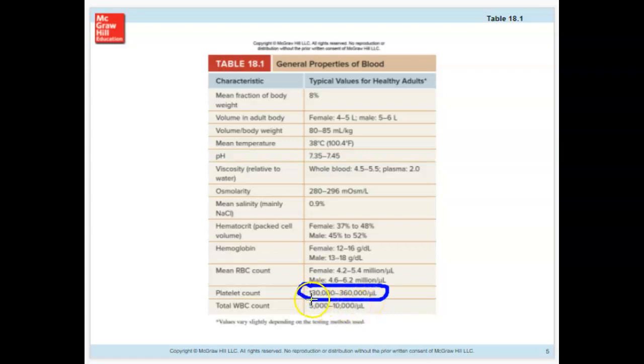Then we have thrombocytopenia and thrombocytosis. Below these values for red blood cells, again, we have anemia. And when we have a lot of red blood cells, when the red blood cells are very high, then we have polycythemia.